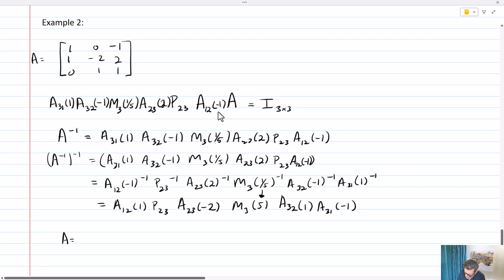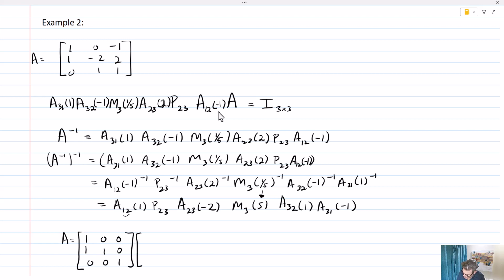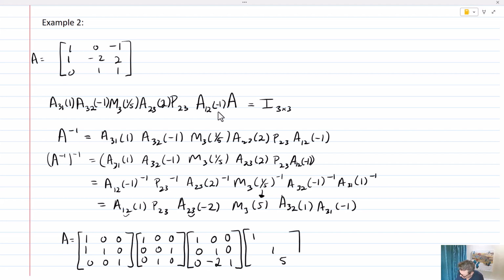So A is thus going to equal, and we'll now write these down. I've got in the slot 2,1 a 1, so that's going to be 1 right there, 1, 0, 0. P23 is going to switch the second and third columns. A23 is going to have in slot 3,2 a negative 2, so negative 2 here, 1's along the diagonal, 0's everywhere else. M3(5), we're going to have 1's on the diagonal except a 5 here in the third row, 0's everywhere else.